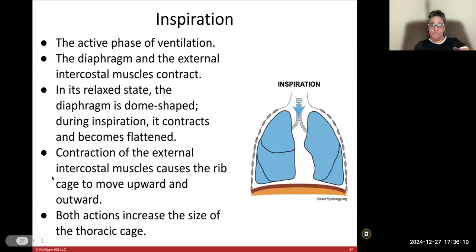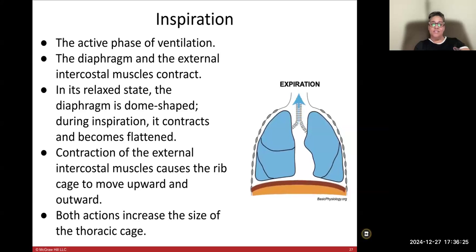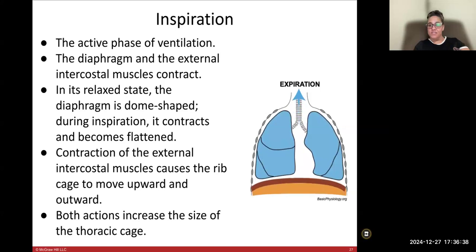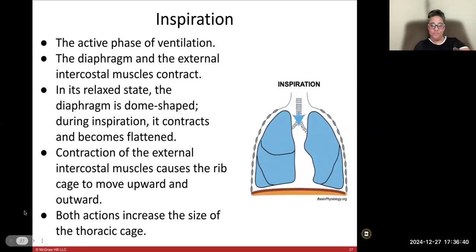Inspiration is the active phase of ventilation. The diaphragm and the external intercostal muscles contract. In its relaxed state, the diaphragm is dome-shaped, but during inspiration, it contracts and becomes flattened. Contraction of the external intercostal muscles causes the ribcage to move up and out. Both of these actions increase the size of the thoracic cage.